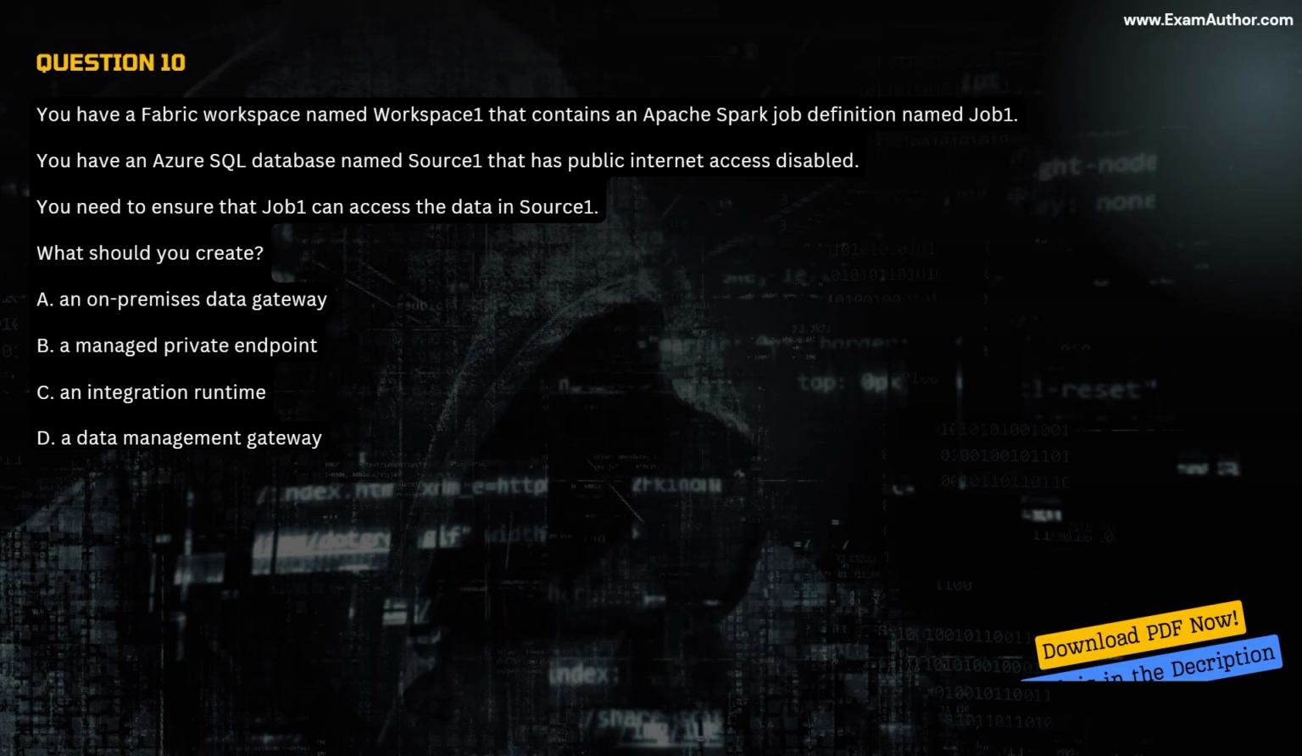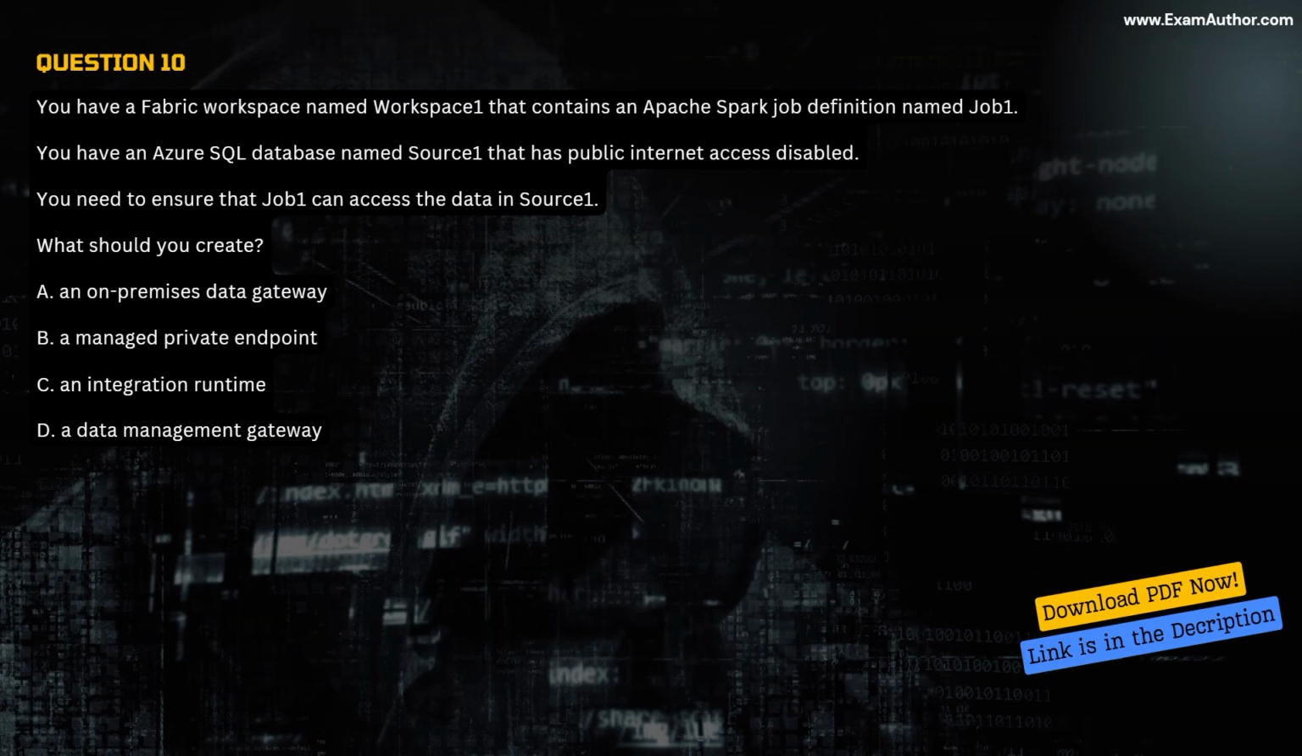Question 10. You have a Fabric workspace named Workspace 1 that contains an Apache Spark job definition named Job1. You have an Azure SQL database named Source1 that has public internet access disabled. You need to ensure that Job1 can access the data in Source1. What should you create? A. An on-premises data gateway. B. A managed private endpoint. C. An integration runtime. D. A data management gateway.